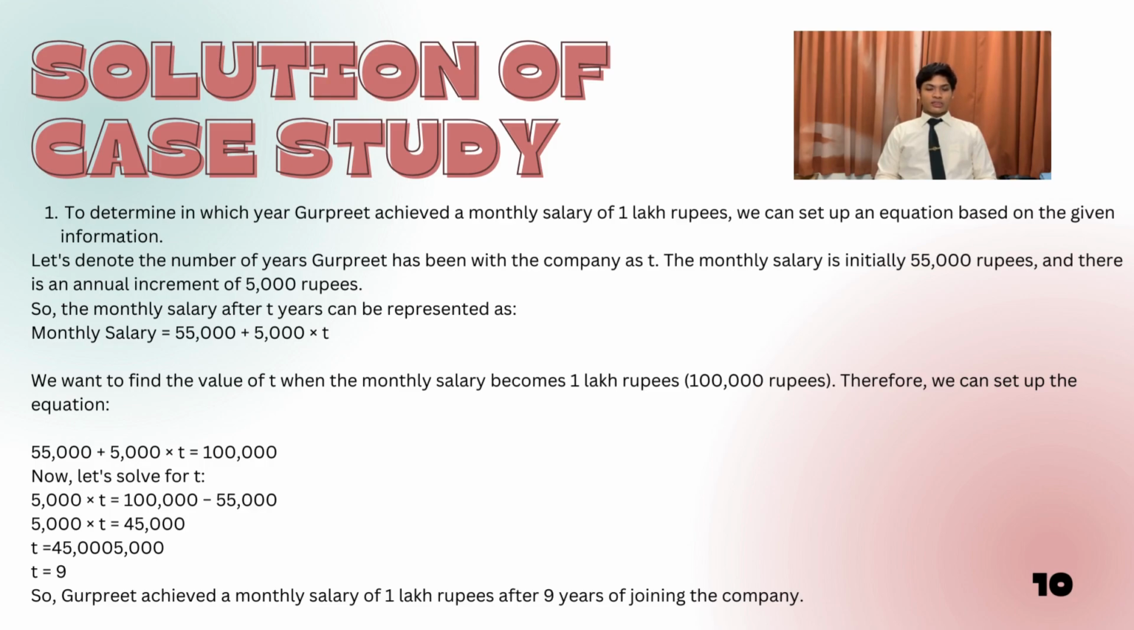rupees. Therefore, we can set up the equation 55,000 plus 5,000 multiplied by T equals 100,000. Now, let's solve for T. 5,000 multiplied by T equals 100,000 minus 55,000. So 5,000 multiplied by T equals 45,000. T equals 45,000 over 5,000, and T equals 9. So, Guprit achieved a monthly salary of 1 lakh rupees after 9 years of joining the company.